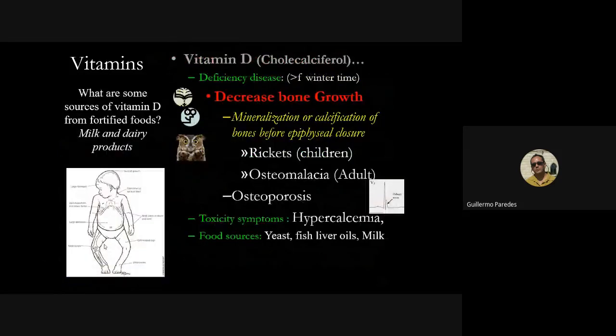With osteomalacia, people are more prone to have fractures. When it's more severe, it's called osteoporosis. That means any fracture can happen at any time. Toxicity levels: we have hypercalcemia. I'm going to talk about hypercalcemia. Flaccid muscles.